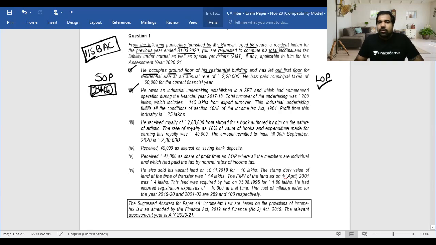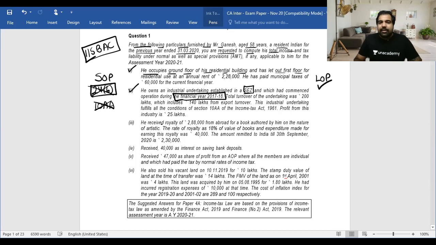Next, he owns an industrial undertaking established in an SEZ and which has commenced operations during the financial year 17-18. So guys, he's in an awesome area, SEZ. If you're in an SEZ, once you offer yourself to tax, then you can take advantage of section 10AA, that is 100% or 50% of your export profits. Since this is a very early year, you're in the first 5 years, so you get 100% deduction. But unfortunately, if you're opting for this, the income will be taxed, but this deduction you will not get. Guys, there is no change to the income. Income is still taxed, but only this deduction you will not get.